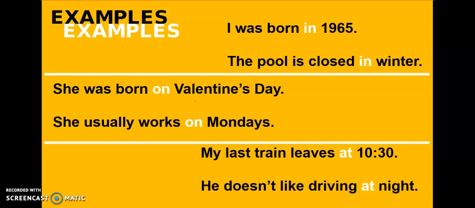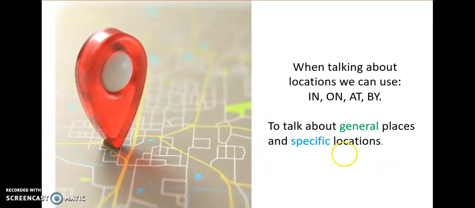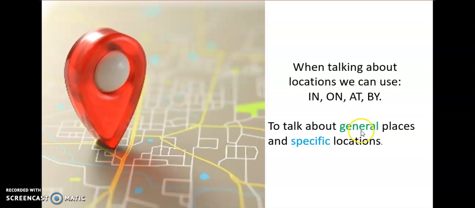Let's continue with the other part of this. We use the prepositions of place to talk about locations, like in, on, at. By is also used with this. We use them to talk about general places and specific locations. In, on, at, and by are the same set of prepositions we use to talk about time. So be careful, because to talk about places we use the same ones. So when you want to know what you are talking about, it's all about the context.